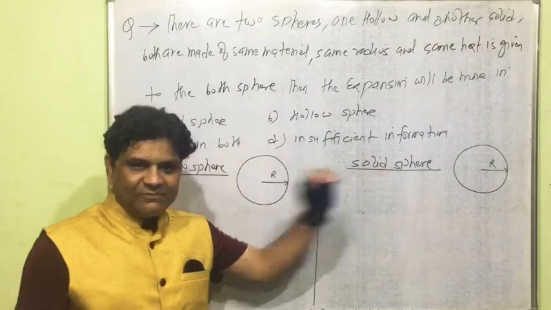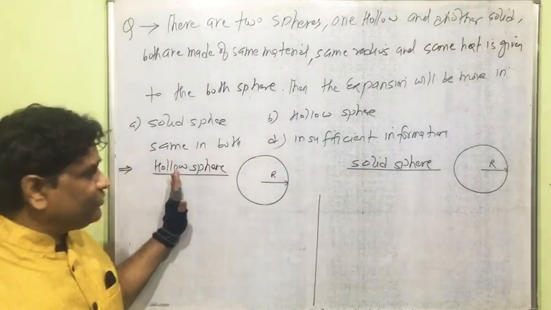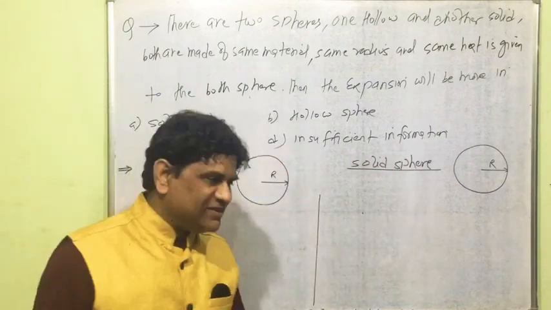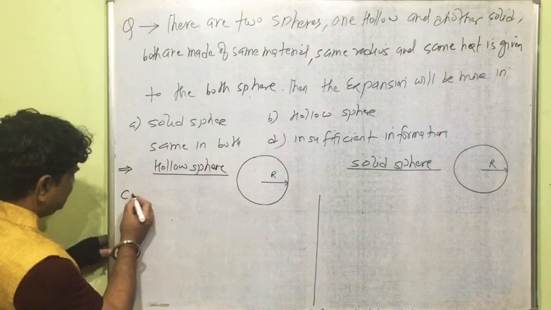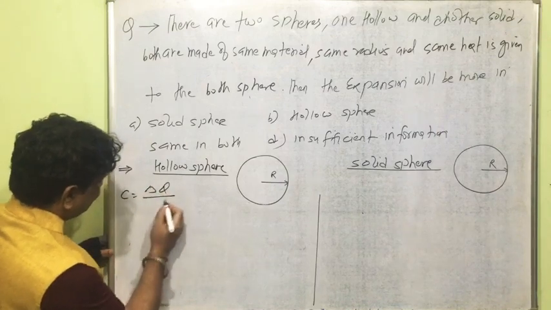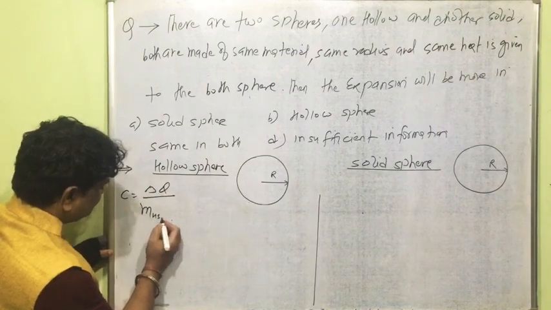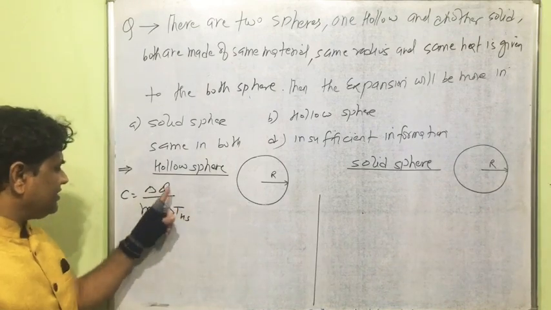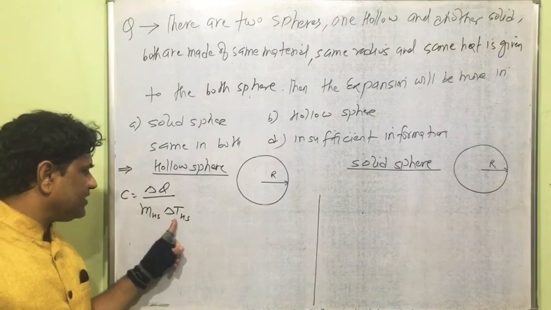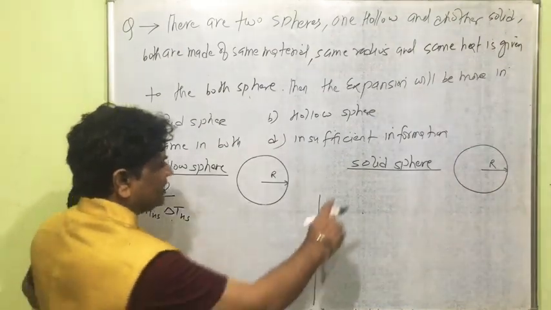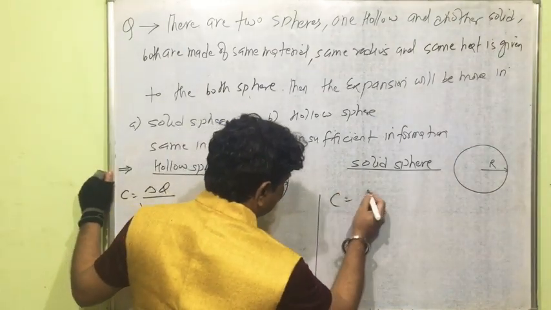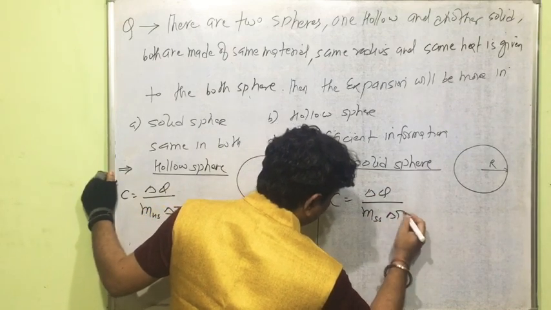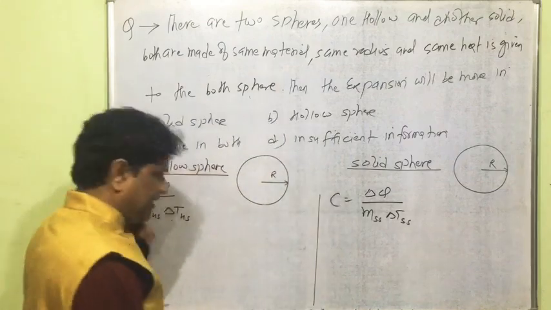We have drawn two diagrams on the board here. One is the diagram of a hollow sphere, the other is the diagram of a solid sphere. You know, specific heat capacity C is equal to delta Q by mass of the hollow sphere into delta T of the hollow sphere, and for the solid sphere, C is equal to delta Q by mass of the solid sphere into delta T of the solid sphere.